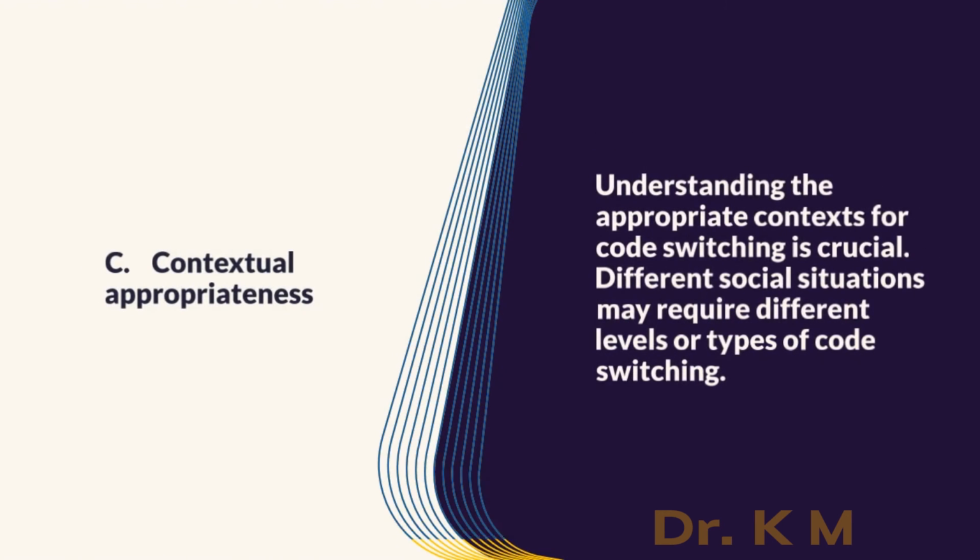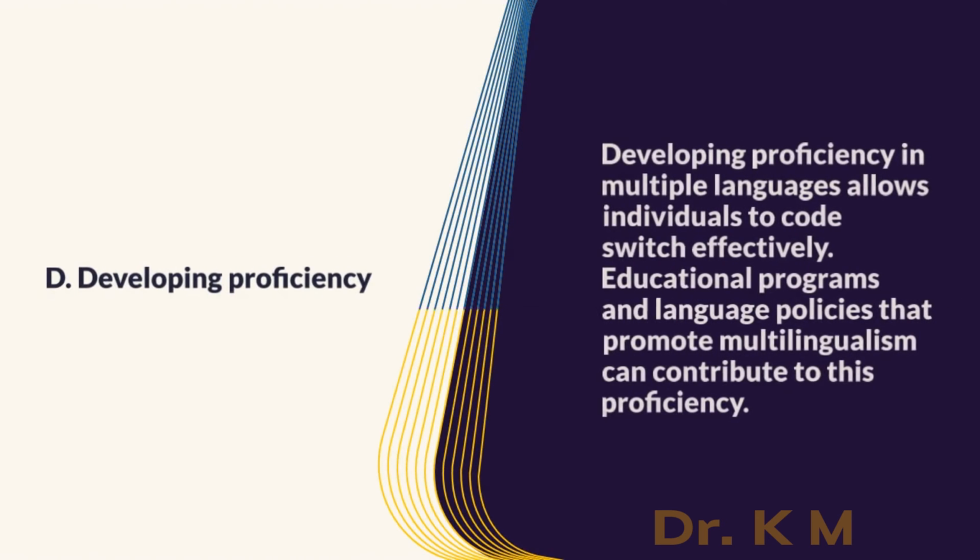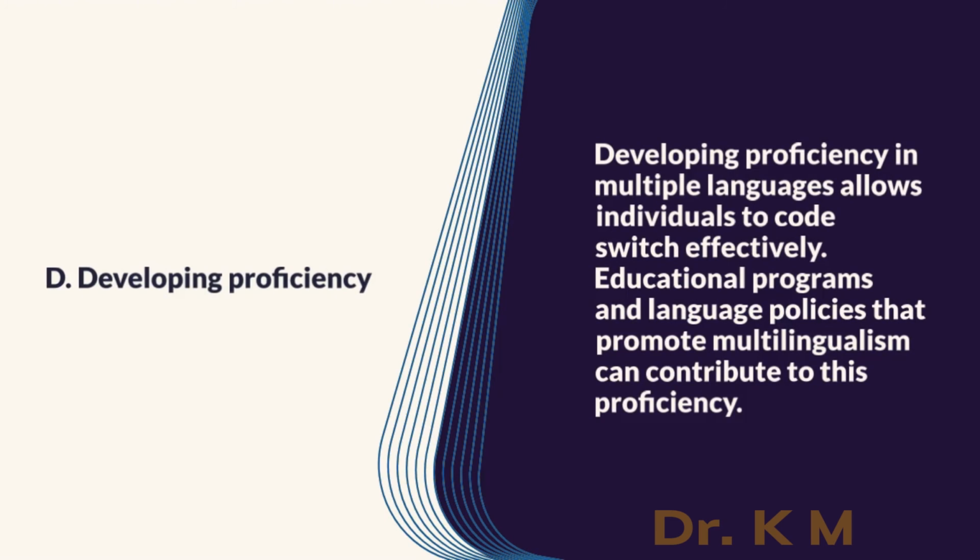C. Contextual appropriateness. Understanding the appropriate contexts for code switching is crucial. Different social situations may require different levels or types of code switching. D. Developing proficiency. Developing proficiency in multiple languages allows individuals to code switch effectively. Educational programs and language policies that promote multilingualism can contribute to this proficiency.